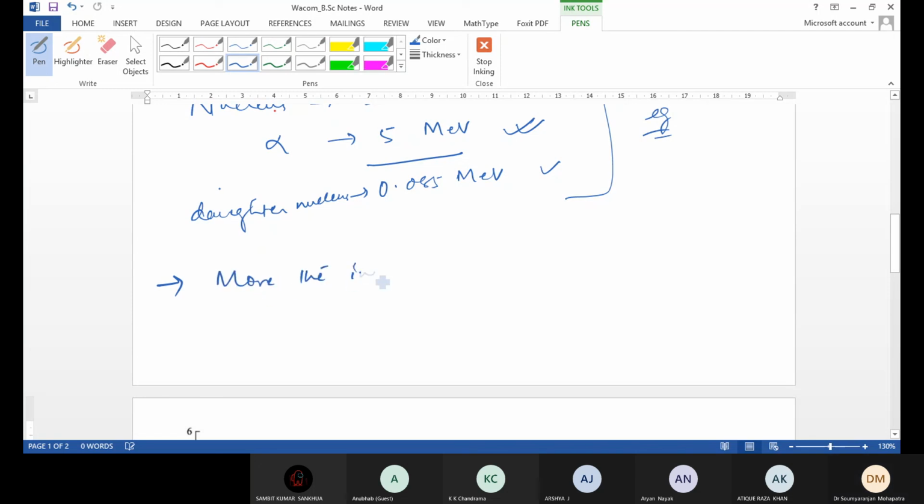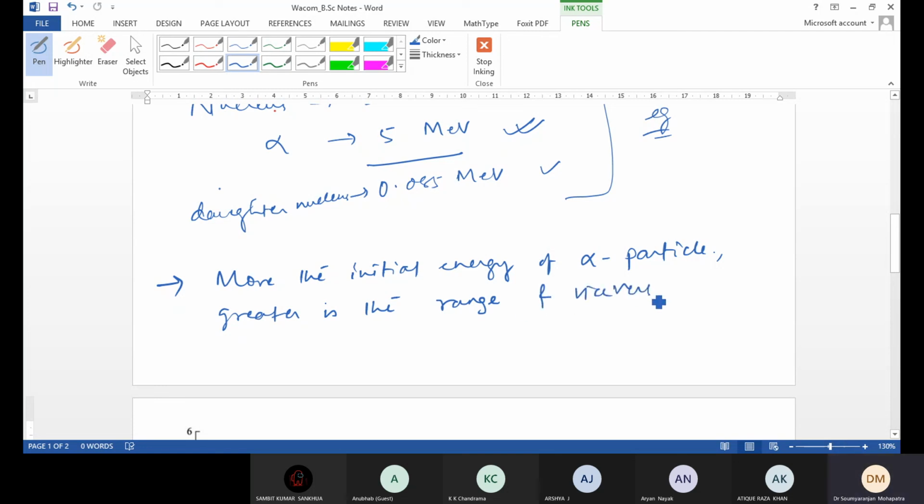More the initial energy of the alpha particle, greater is the range, and vice versa. That means if you take any medium, let's say air, or any material medium, say aluminum or iron, the range of this alpha particle, this R value, will be different in all the cases.